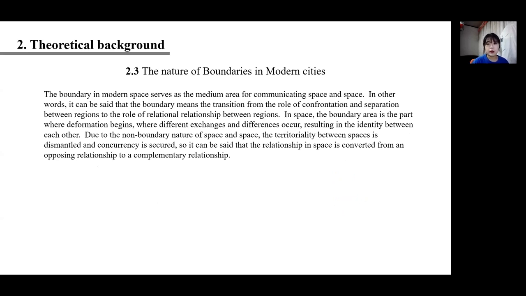In space, the boundary area is the part where deformation begins, where different exchanges and differences occur, resulting in the identity between each other due to the non-boundary nature of space and space. The territoriality between spaces is dismantled and concurrency is secured, so it can be said that the relationship in space is converted from an opposing relationship to a complementary relationship.